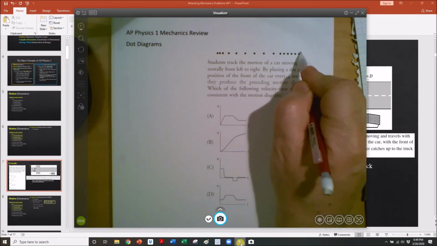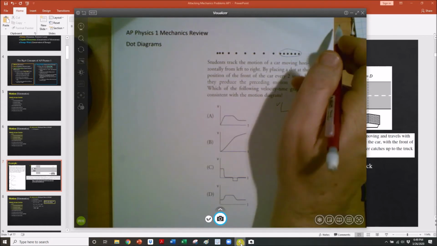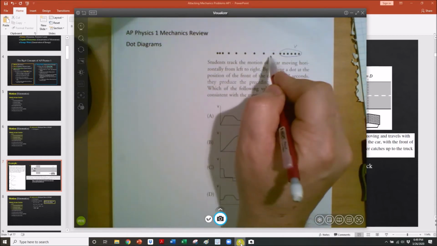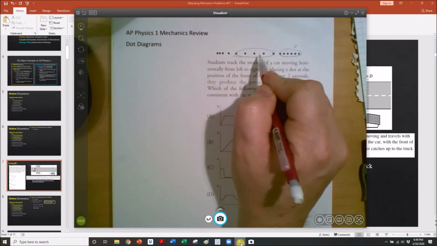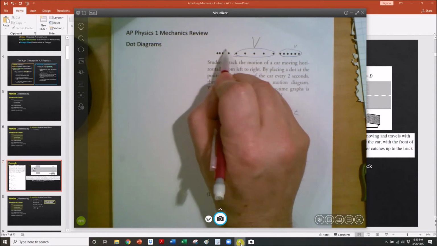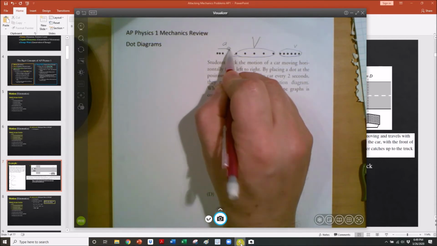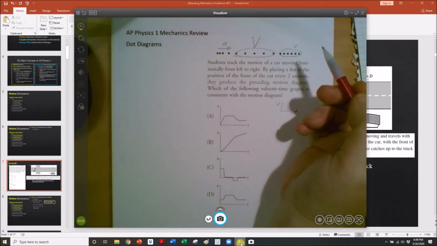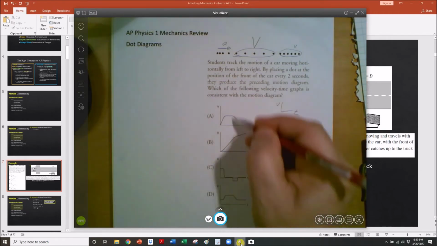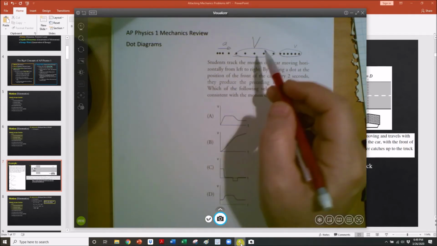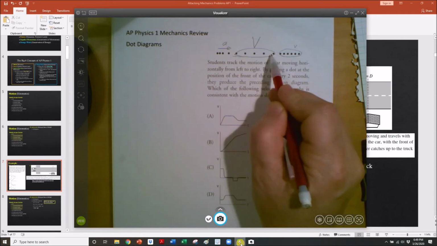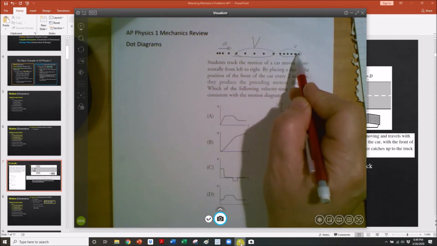You can see right here in this section we have a small, low constant velocity. In here we have a much larger constant velocity. And then here you can see the dots are getting farther and farther apart, so here we have an acceleration to the right. So what would that look like on a velocity-time graph? Which one of these shows a small constant velocity, then a larger constant velocity, and then an acceleration?